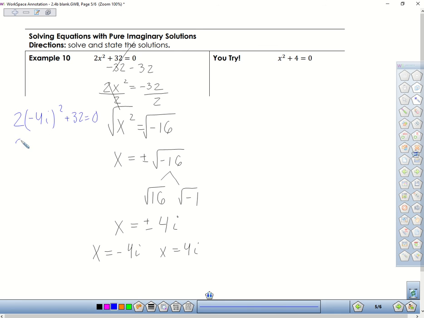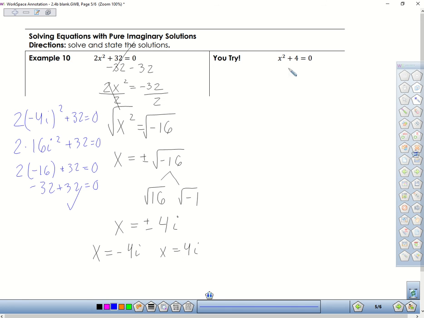Well, this becomes 2 times 16i squared plus 32. i squared is negative 1, so this becomes 2 times negative 16 plus 32 is equal to 0, which becomes negative 32 plus 32 equals 0. Is that true? And then you could also try it with the positive, and it'll give you the same answer. That's why you have two answers here.